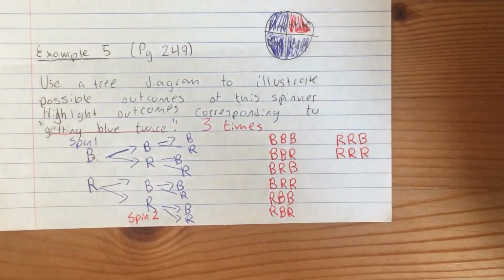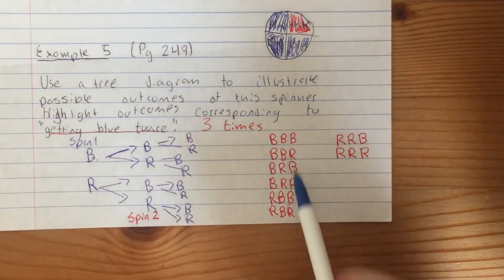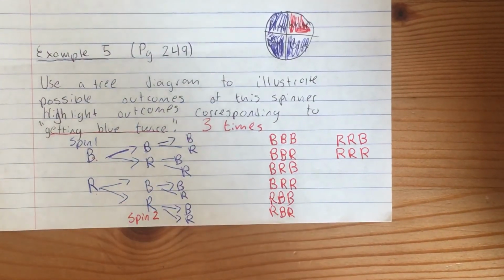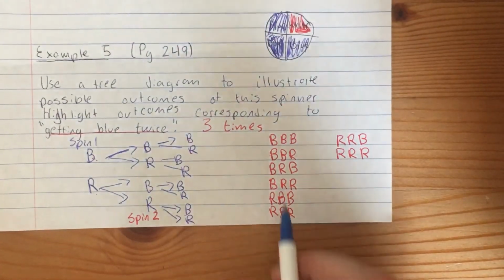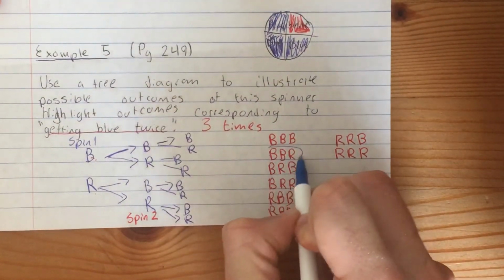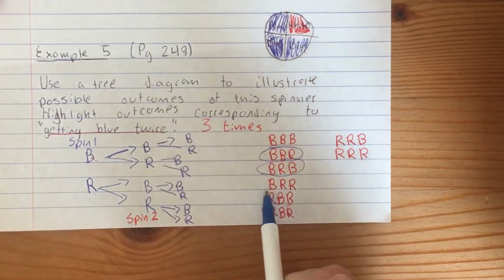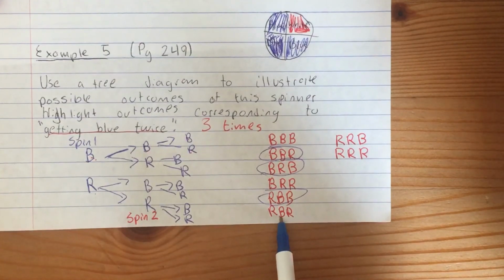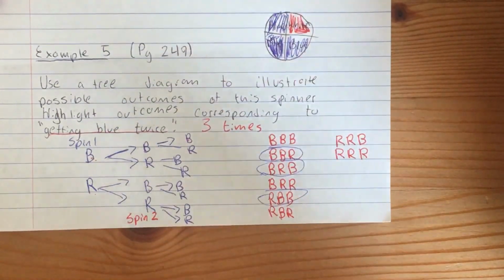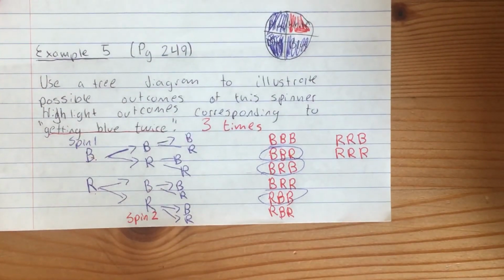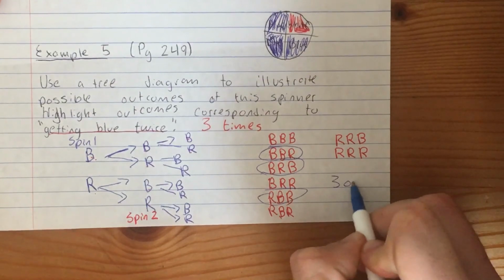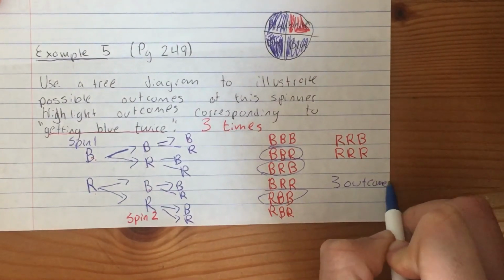So from there, we're going to say, okay, how many of these outcomes that we've listed have getting blue twice? So I look, that one doesn't, this one does, this one has 2 B's, this one doesn't, this one does, this one doesn't, this one doesn't, and this one doesn't. So we'd say, okay, from there there are 3 outcomes.